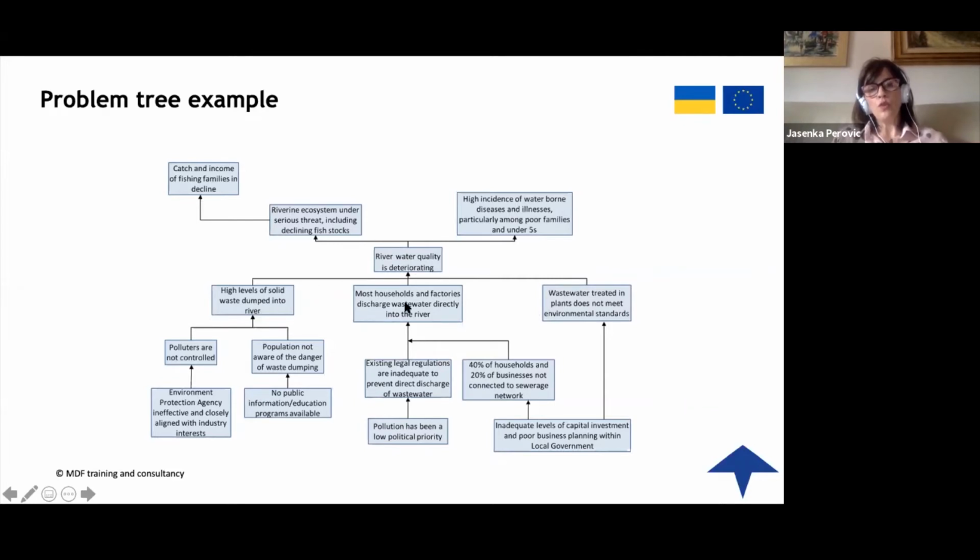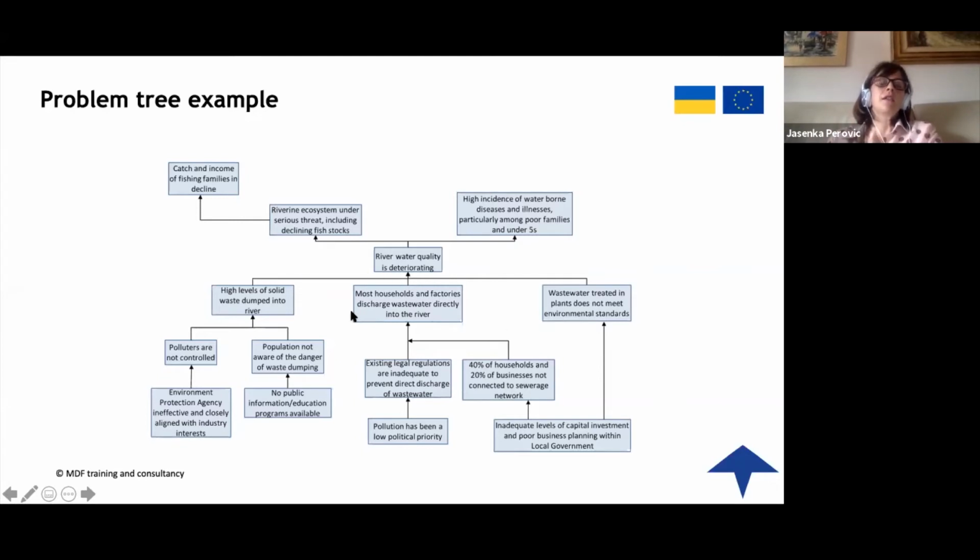Then we see that the immediate roots of this problem are high levels of solid waste dumped into the river. Most households and factories discharge wastewater directly into the river. Wastewater treated in plants does not meet environmental standards. Then you have to ask, is this logical? If high levels of solid waste are dumped into the river, and if most households and factories discharge wastewater directly into the river, and if wastewater treated in the plants does not meet environmental standards, then the river water quality is deteriorating.